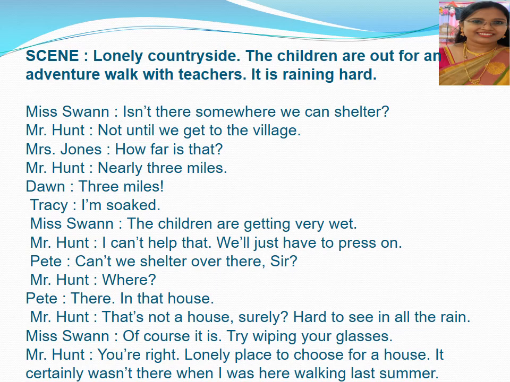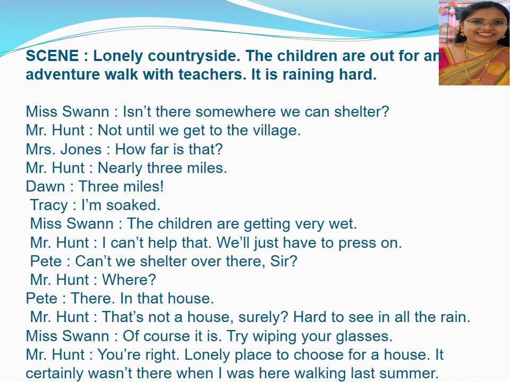Mr. Hunt: I can't help that. We will just have to press on. Patty: Can't we shelter over there somewhere? Mr. Hunt: Where? Patty: There, in that house. Mr. Hunt: That's not a house, surely. Hard to see in all the rain. Miss Swan: Of course it is. Try wiping your glasses, Mr. Hunt. Mr. Hunt: You are right. Lonely place to choose for a house. It certainly was not there when I was here walking last summer.